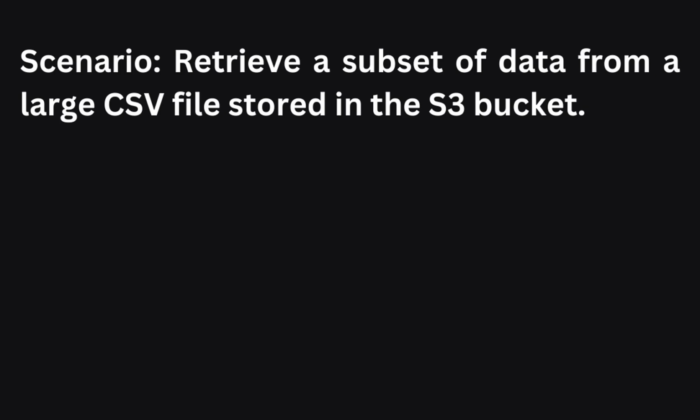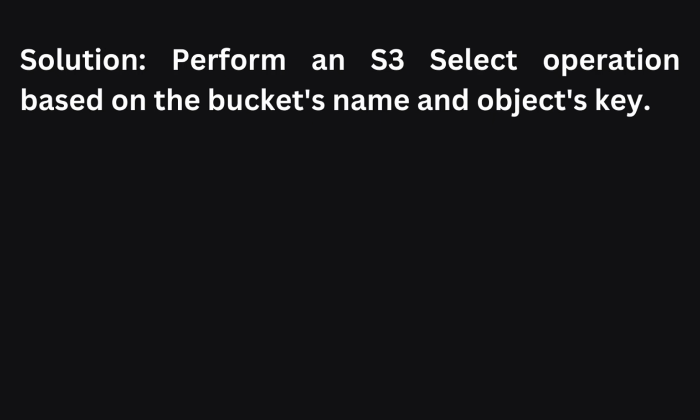The next scenario, you need to retrieve a subset of data from a large CSV file stored in an S3 bucket. So what should you do? To retrieve a subset of data from a large CSV file in an S3 bucket, you can perform an S3 Select operation based on the bucket's name and object's key. S3 Select allows you to extract specific data from large objects, reducing the amount of data transferred and improving performance at the same time.